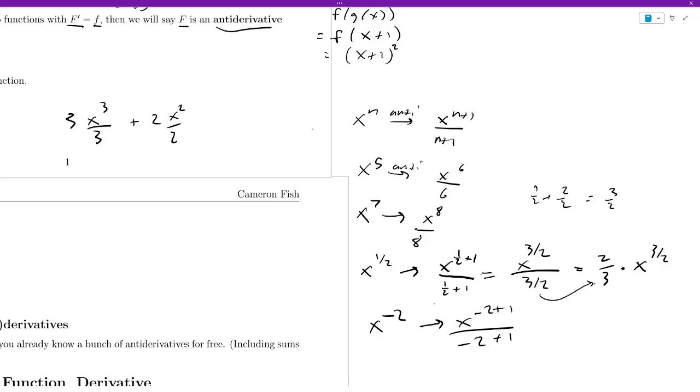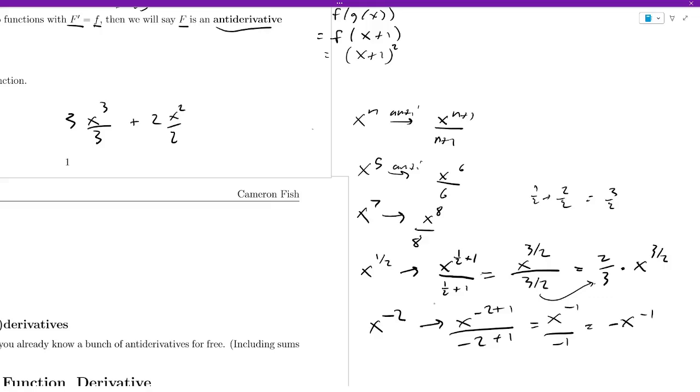Okay, so this becomes x to the -1 divided by -1. Another good fraction rule: if I divide by -1, it's the same as multiplying by -1. So this is the same as -1 times the top, which is the same as just negative the top. So I can write negative x to the -1.